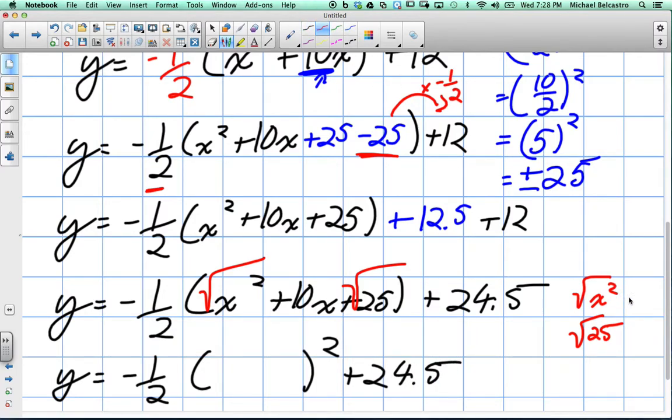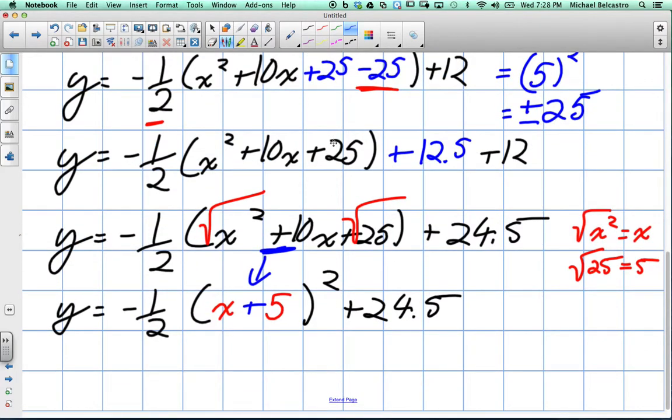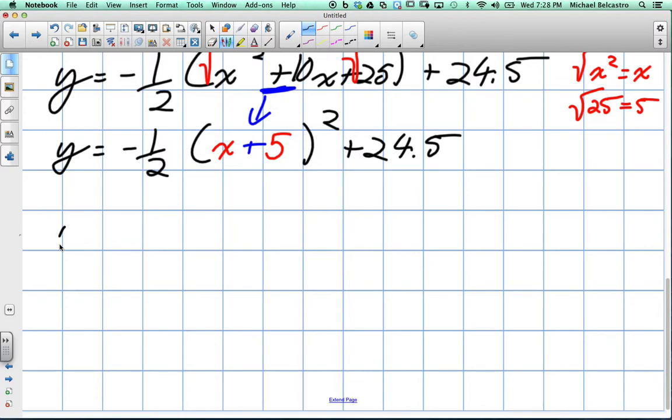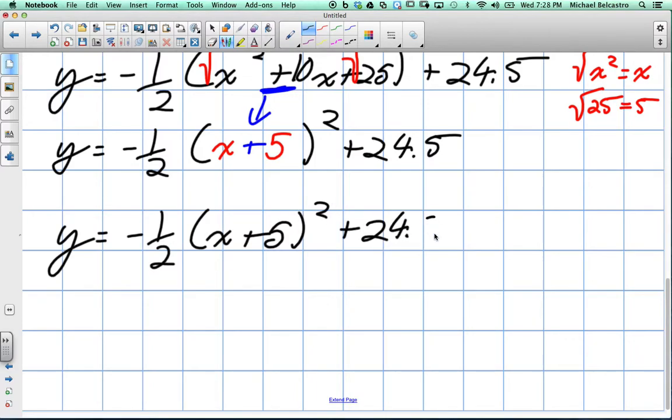We square root the first term. Well, x squared square rooted is just x, so that becomes x. Square root of 25 is 5, so the second term becomes 5. And whatever operation is attached to this 10, that's the operation inside of this. So our vertex form reads y equals negative a half times (x plus 5) squared plus 24.5. And that is similar to the vertex form we're used to seeing, with this being a, h, and this is our k.